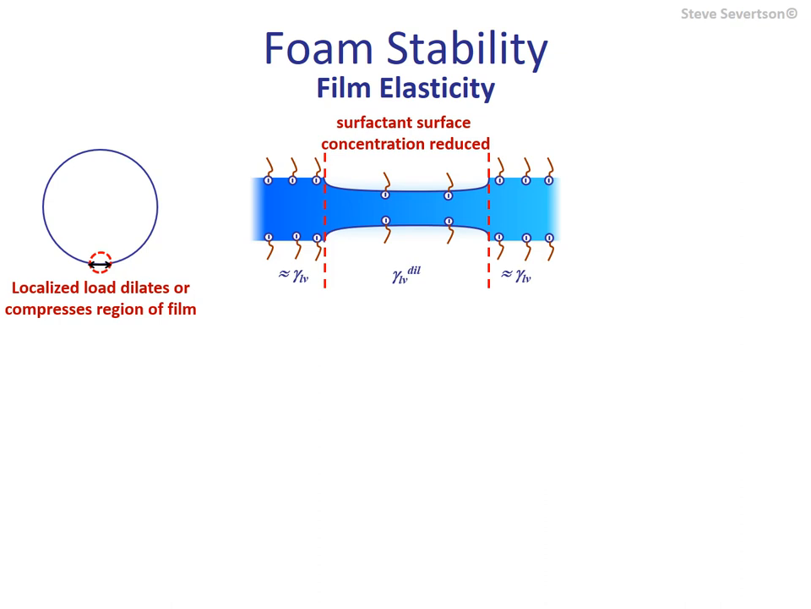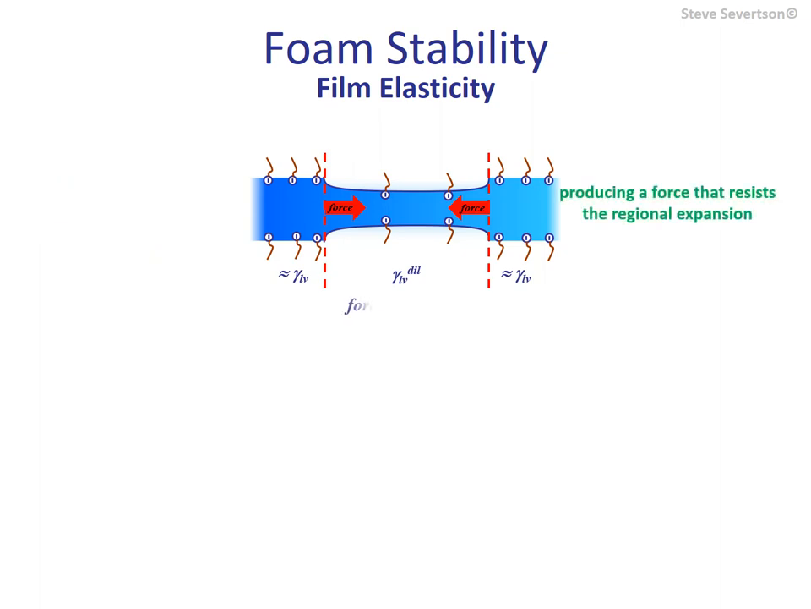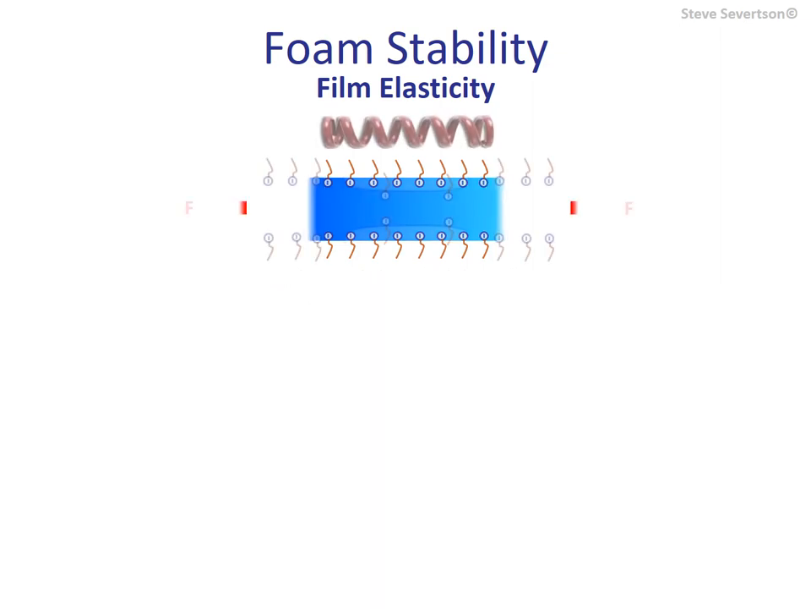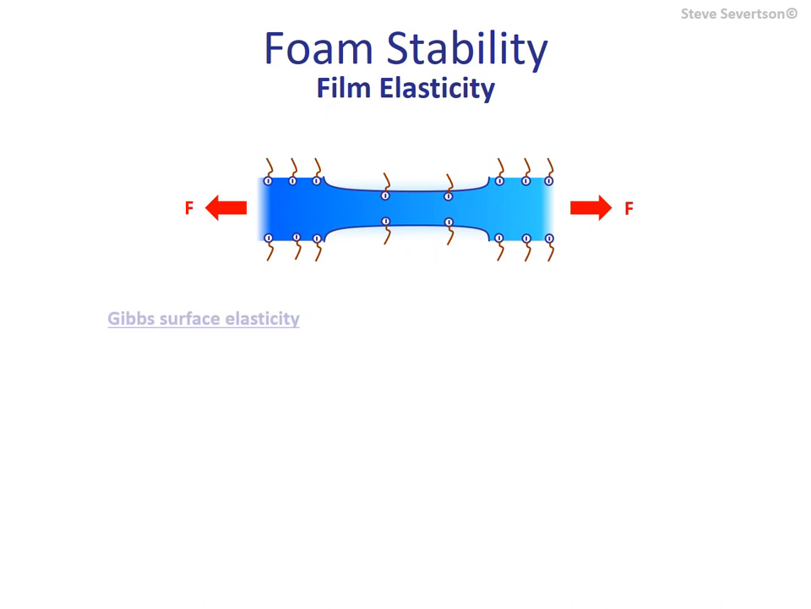This local tension increase resists film expansion with a magnitude approximately equal to the difference between the surface tension of the stretched region and the average or global surface tension of the film. This behavior is much like a spring in that the surfactant concentration continues decreasing with further stretching, producing an increase in the local tension. This resistive tension pulls back the surrounding liquid to thicken and heal the dilated area. Gibbs surface elasticity quantifies the strength of this spring-like behavior.